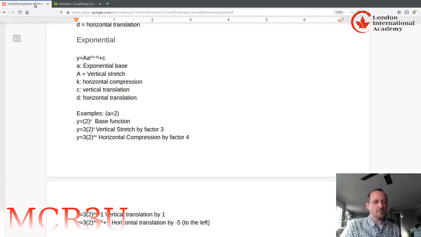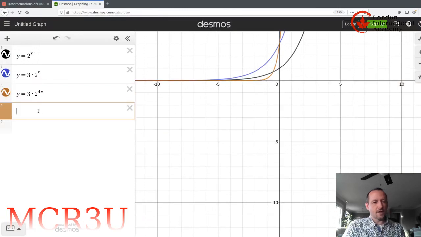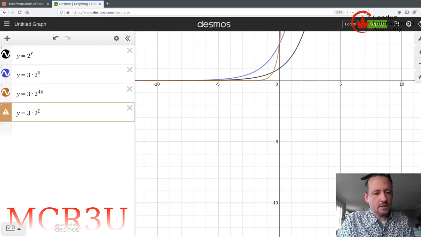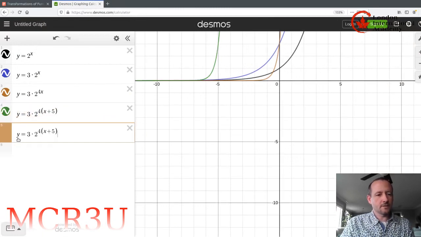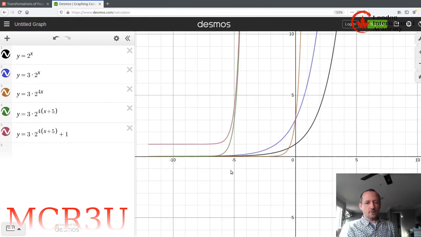And the final transformation, we're going to shift it by 5 and then by 1 horizontally and vertically. So let's try that one. Y equals 3 times 2 to the exponent 4 times x plus 5. I think I said plus 5 now, didn't I? To the left, yes. Okay, and the final one here, we're just going to add 1. Okay, so there are all the transformations.